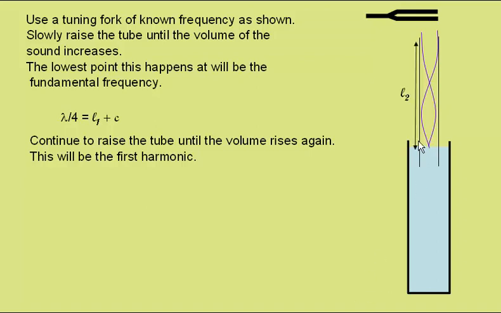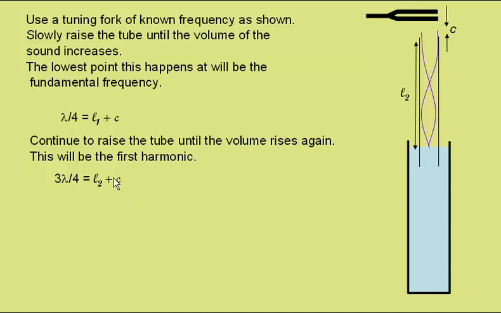Again we can mark this length, which now I'll call L2, and we also have the end correction C. Here we have 3/4 of a complete wave, so we can say that 3 lambda over 4, or 3/4 of the wavelength, is equal to L2 plus the end correction C.